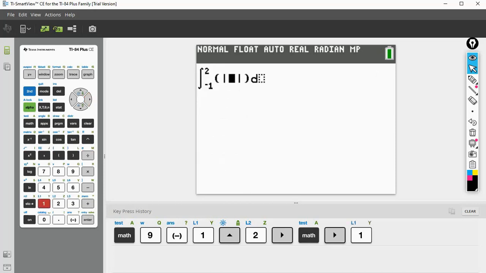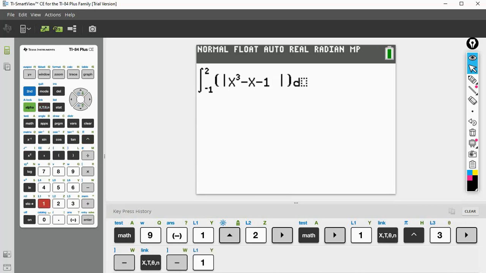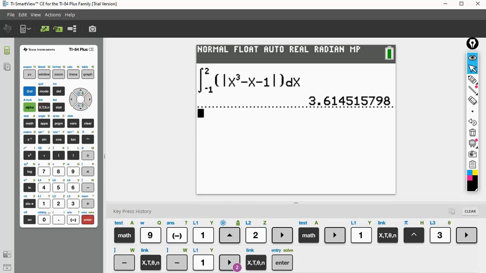So now we just have to put in the function, which was x cubed minus x minus 1. And then we also have to put the symbol for x here to indicate that we're going to do the integration for x. And just click on enter. And there it is.